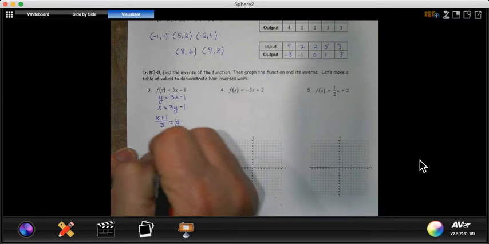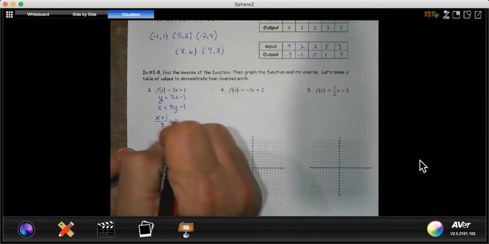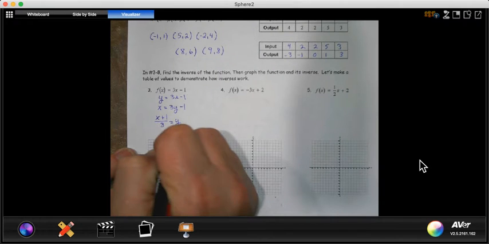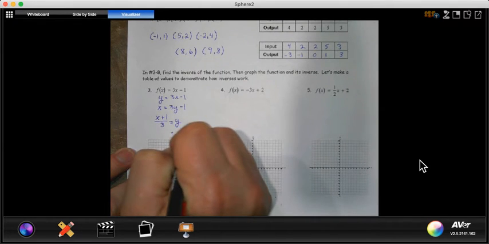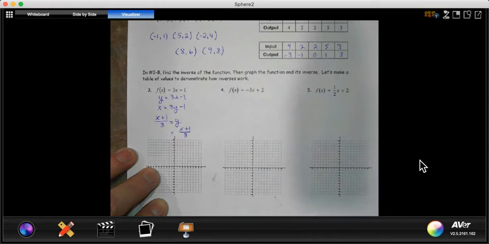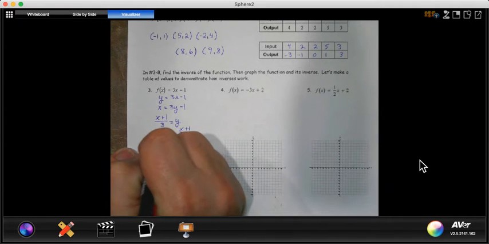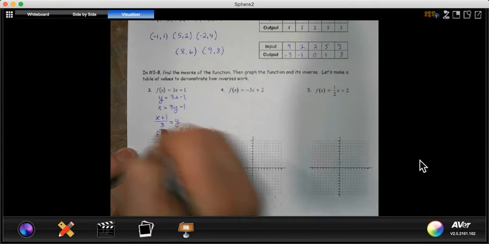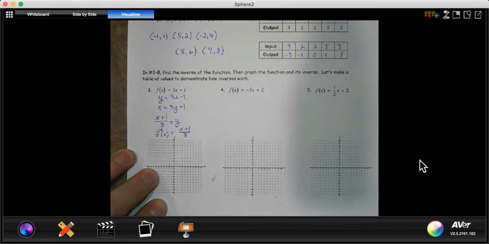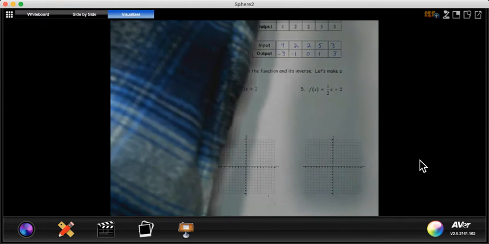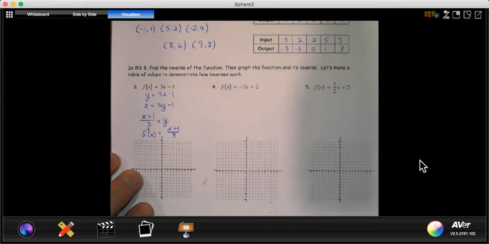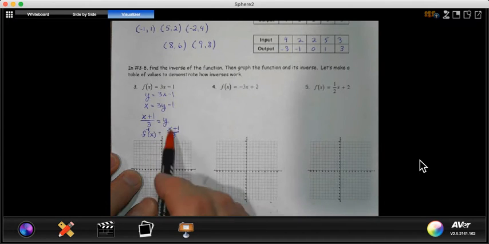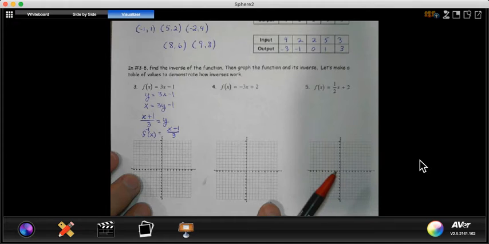Then what I do is I just switch places. So I have the x plus 1 over 3 here. Then on this side, I'm going to replace the y with the inverse symbol. So I just do f of x, but then I superscript a -1 on top of the f. Okay, maybe I'll zoom in a little bit so you can see a little bit better. So that's f inverse of x is equal to x plus 1 over 3. So these two are exact opposites of each other.